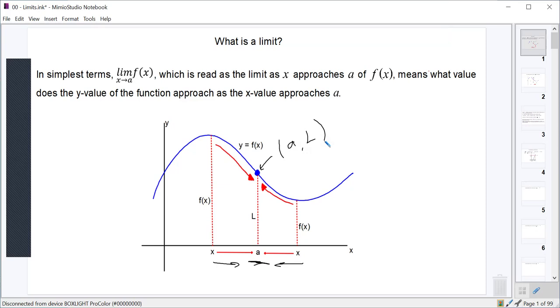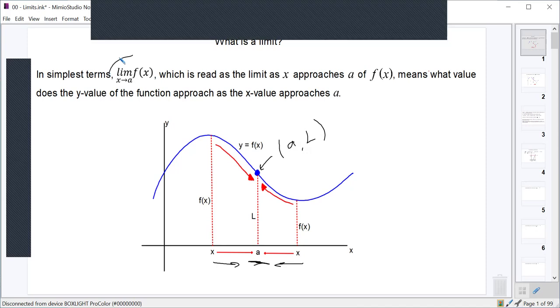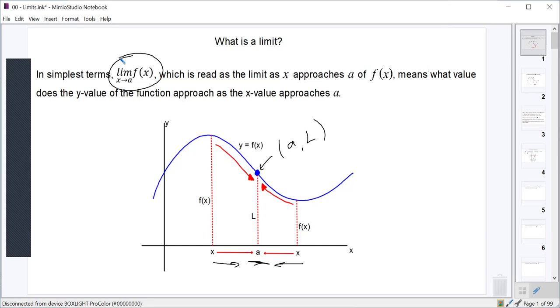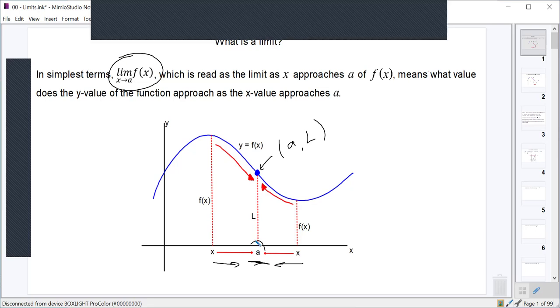Okay. And the notation we'll use for this looks just like this. The limit as x approaches a of f of x. That's how we read that, and that's how we're going to get used to writing out our limits. Okay. So that's the whole idea. What value do we get really close to as x gets very close to whatever a value we're interested in?